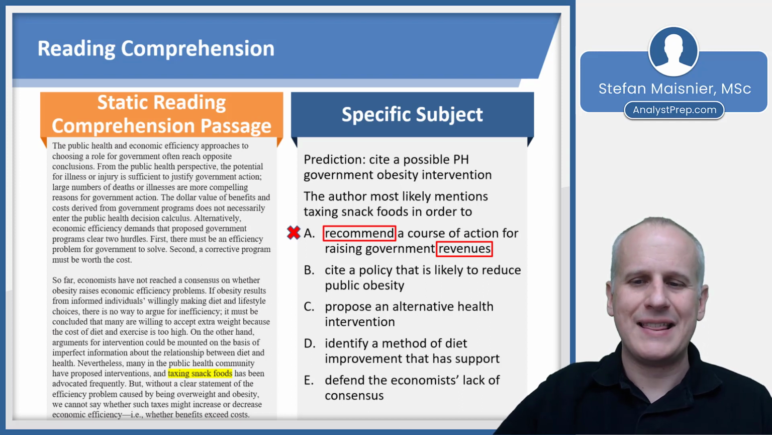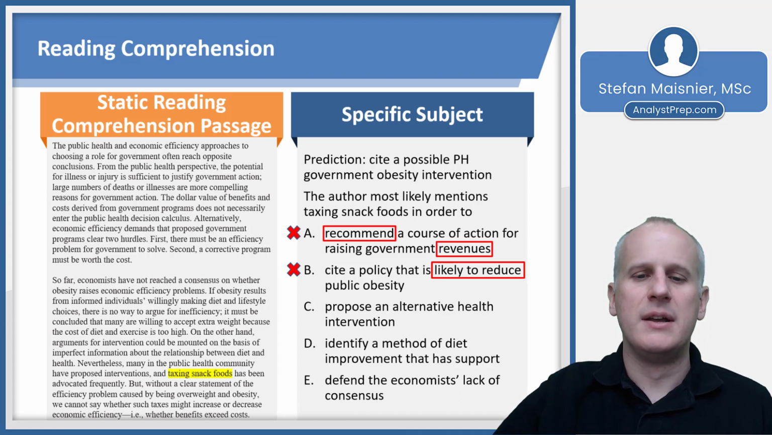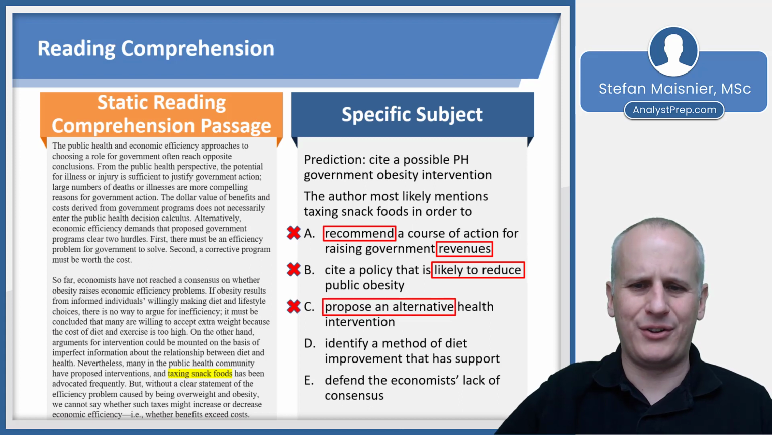Cite a policy that is likely to reduce public obesity. Well, again, the author does not indicate whether taxing snack foods will or will not work, so that likely to reduce is extreme. We can eliminate choice B. Choice C, propose an alternative health intervention. Well, an alternative to what? And the author, again, isn't taking a side, so we can eliminate choice C.